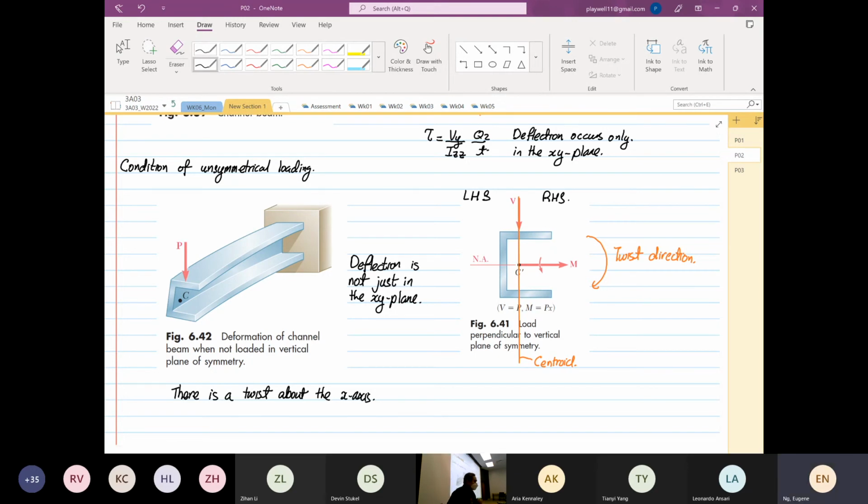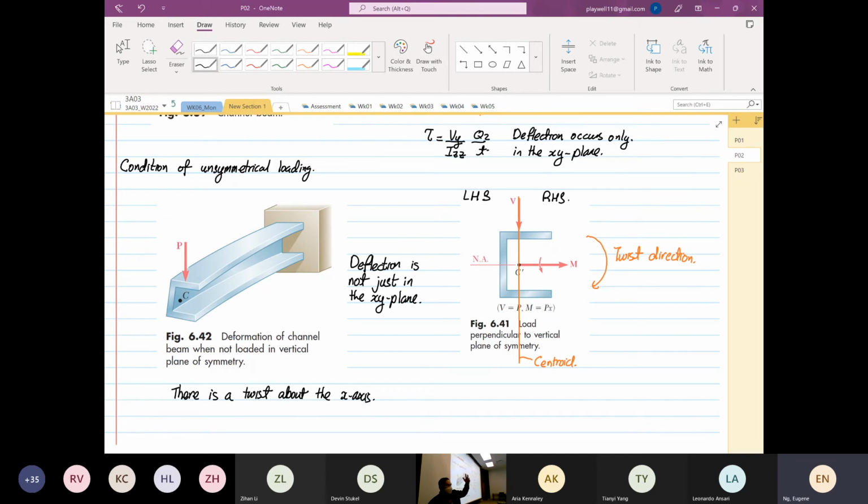Anyone? Yes. Yeah, you're partly right. Okay, more area is very good. So in terms of rigidity, if we relate this to second moment of area, okay, which side has a higher second moment of area? The left-hand side or the right-hand side? Which one has a higher second moment of area? Anyone? The left-hand side, yes?